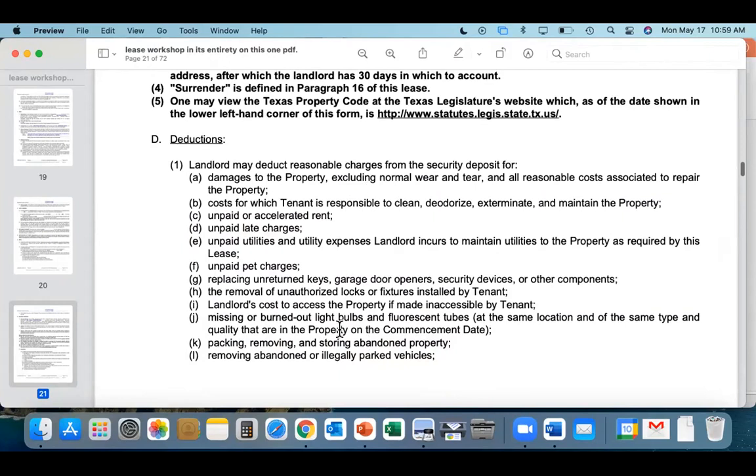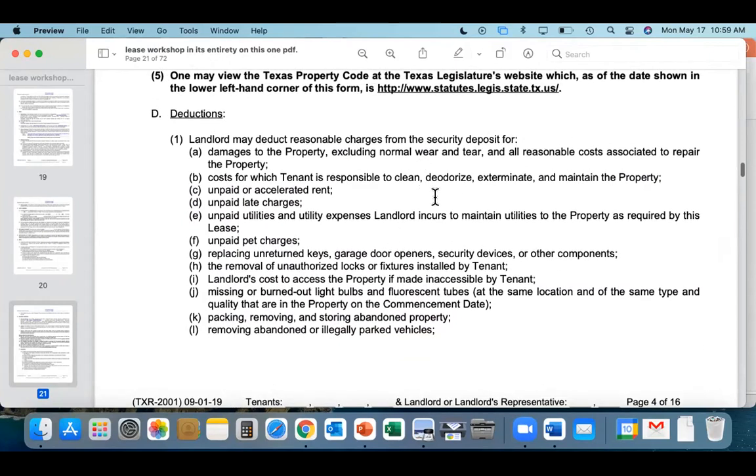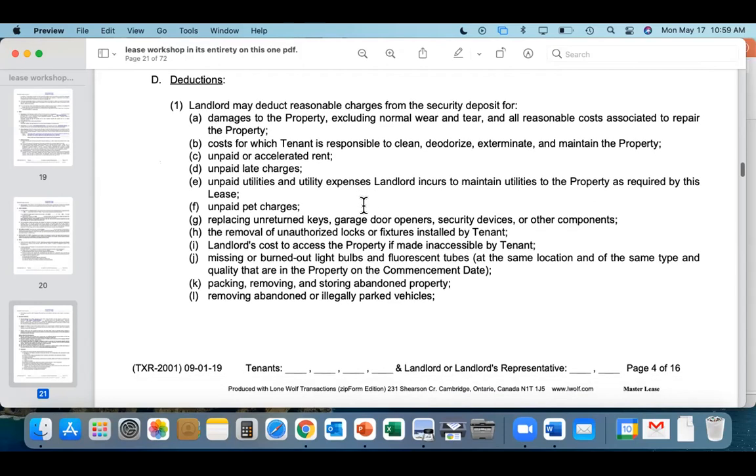Deductions. This is a good paragraph for you guys to read and understand what deductions are. These are the items that the landlord can take away from the security deposit. So this is an important paragraph that you explain to the tenant, especially if they're a big family, kids, dogs. You want to make sure they understand that if they do damages to the property, the landlord's going to take money from the security deposit. So damages to the property, excluding normal wear and tear and all reasonable costs associated to repair the property. Costs for which tenant is responsible to clean, deodorize, exterminate, and maintain the property.